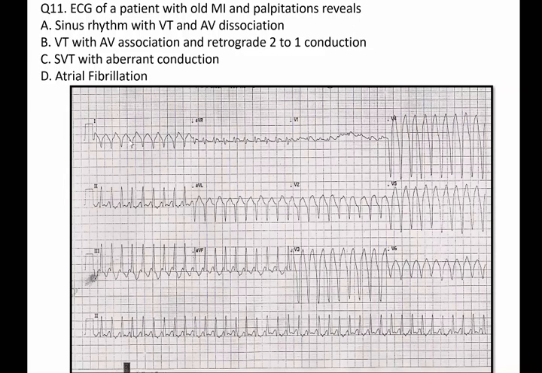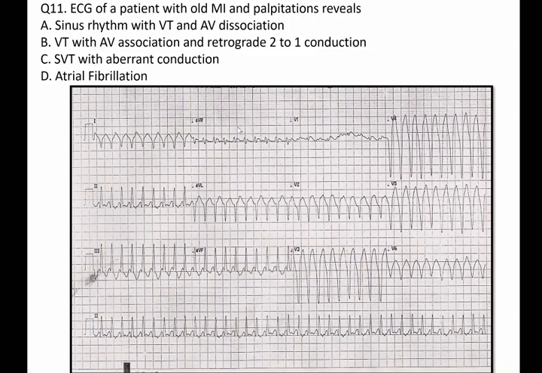Lead 1 is showing negative complexes, aVF is positive, so this is right axis deviation, and with left bundle branch block, so this is a left bundle branch block QRS axis discordant pattern, again suggestive of ventricular tachycardia. Now, the RR intervals are quite regular. So atrial fibrillation is ruled out.